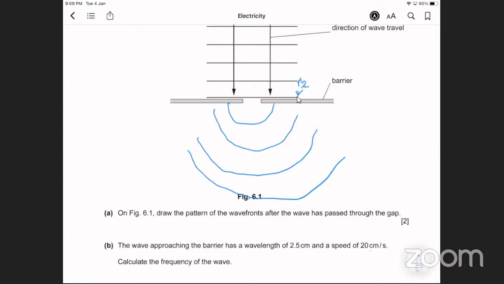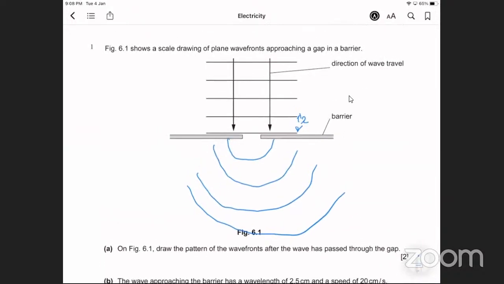Now say if they were closer together. Which part are you asking? The traveling of the wave; the waves were closer together. Oh, okay. So if the wavelength is smaller, the waves will still be circular. The only thing that changes is the gap size, right?